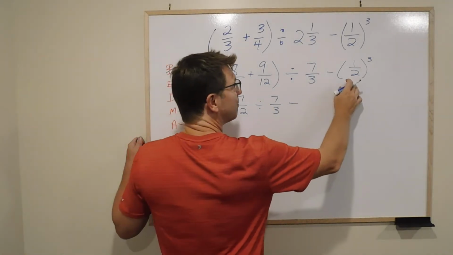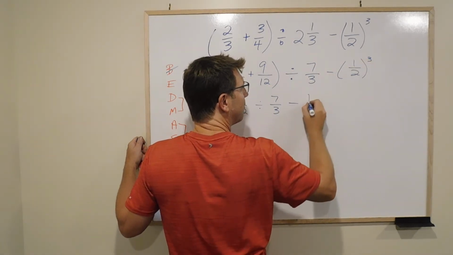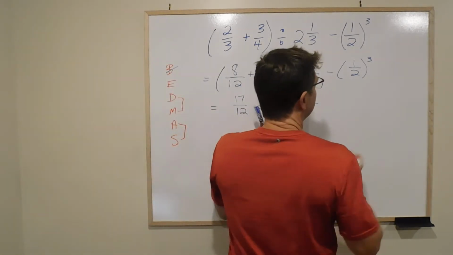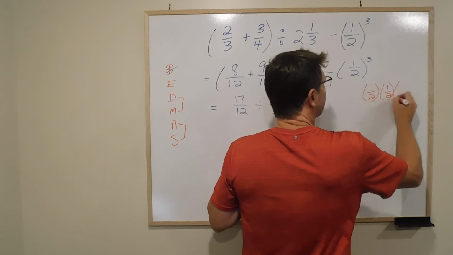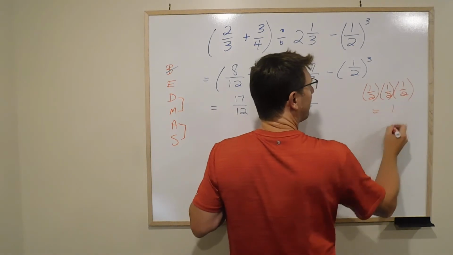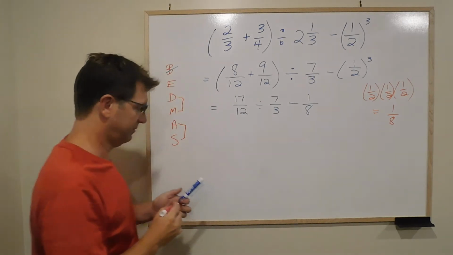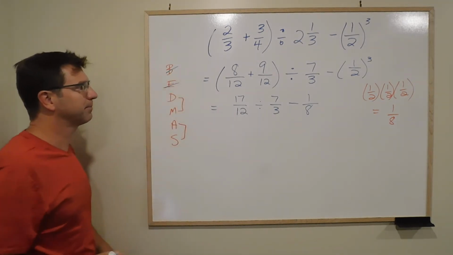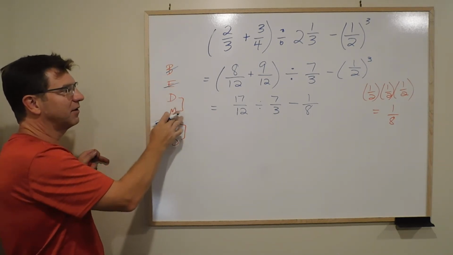Well, this is 1/2 times 1/2 times 1/2. Okay, so that's going to be 1 over 8. Remember quickly, this is 1/2 times 1/2 times 1/2, because here's the exponent 3. 1 times 1 times 1 is 1. 2 times 2 times 2 is 8, so that's 1 over 8. Right? So, now we've done the exponents. Okay? So, division or multiplication, well, we have a division.